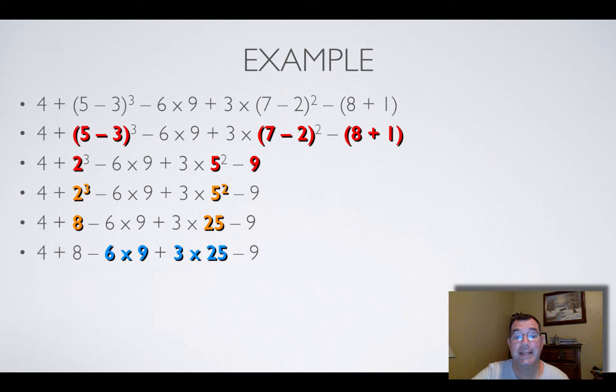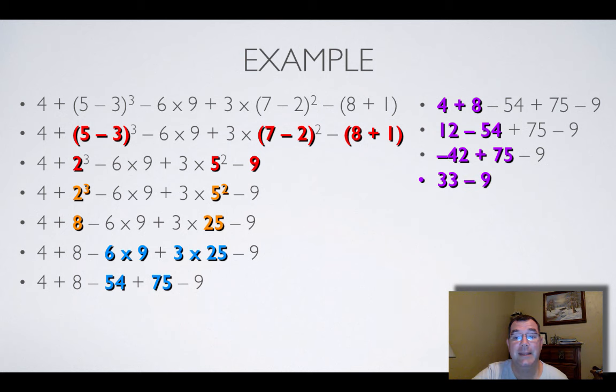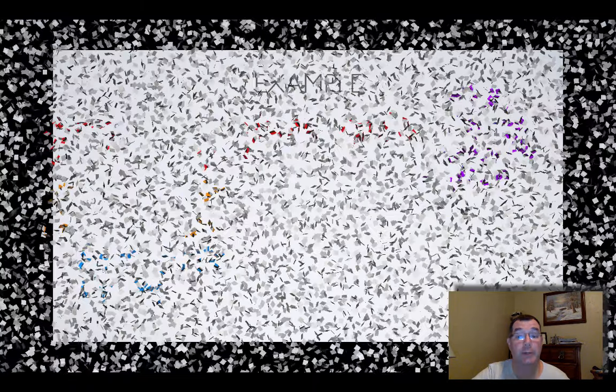Now I can focus on multiplication and division. There's just 2 multiplications in there, 6 times 9 and 3 times 25. 6 times 9 is 54, and 3 times 25 is 75. So those have now been simplified. So now you can see all I have is addition and subtraction. So I add and subtract. I just go from left to right because now they're all at the same level. So 4 plus 8 is the first thing I simplify, and that's 12. Then I do 12 minus 54, and that is negative 42. Negative 42 plus 75 is 33. And 33 minus 9 is 24. So all that is simplified down to a single number, 24.